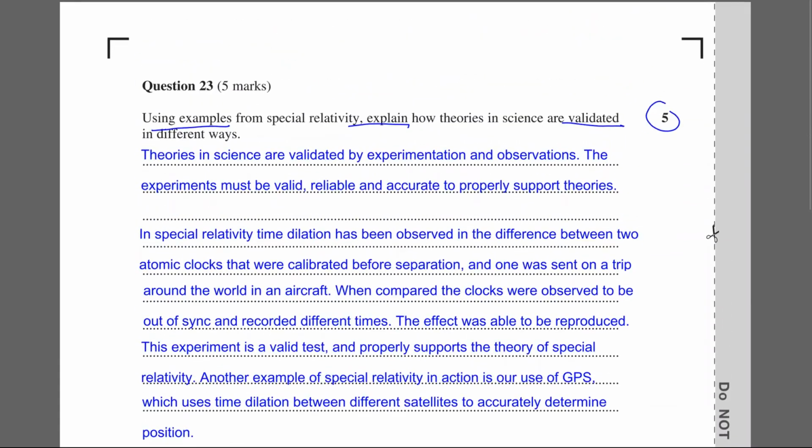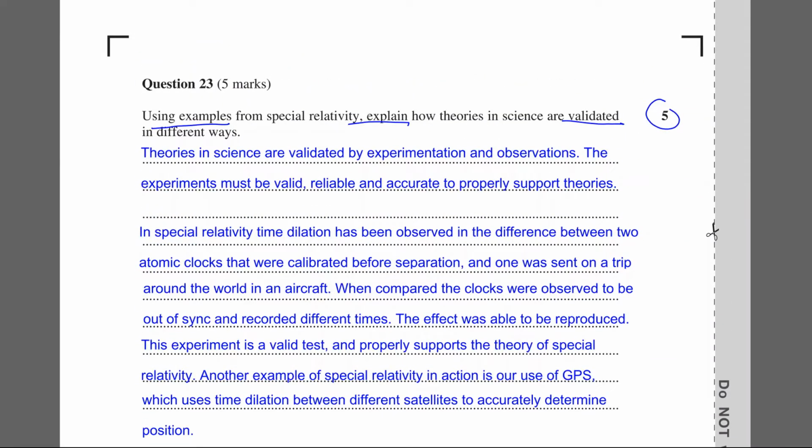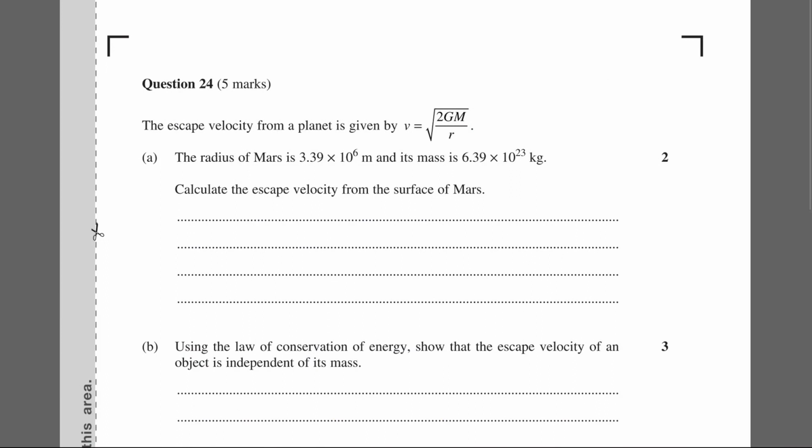Okay, so that's question 23. Question 24. The escape velocity from a planet is given by the formula v equals the square root of 2GM over r. The radius of Mars is 3.39 times 10 to the 6 metres, and its mass is 6.39 times 10 to the 23 kilograms. Calculate the escape velocity from the surface of Mars.